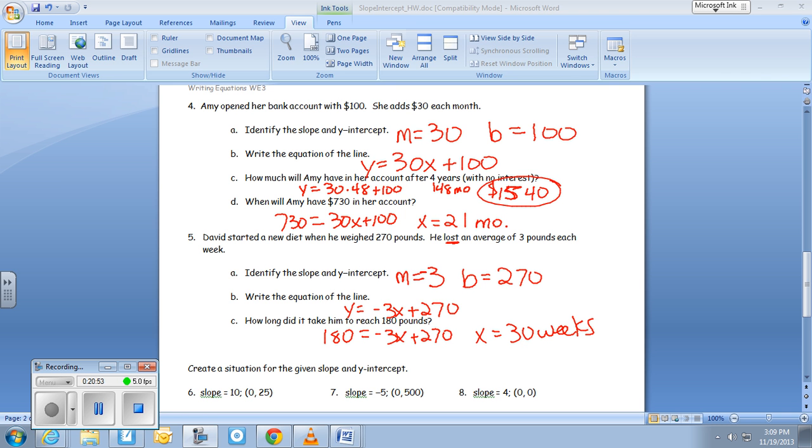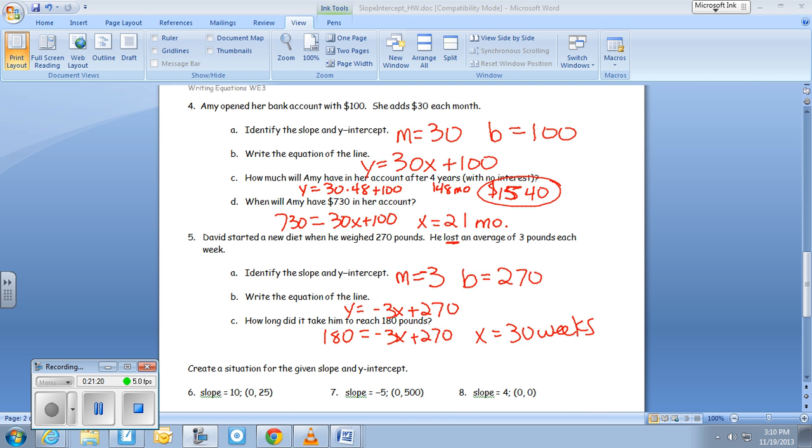Letter C, how much will she have in her account after 4 years, assuming no interest? Now, remember that it's $30 per month. So I'm going to change the 4 years to 48 months, and then plug that into the equation. So 30 times 48 plus 100, and you should end up with $1,540. And then when will she have 730?